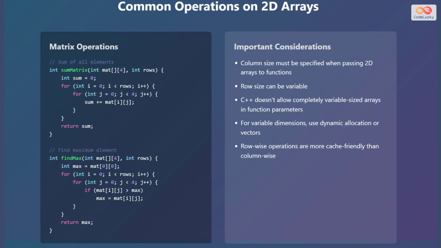Now let's explore some common operations that can be performed on 2D arrays in C++. One frequent operation is calculating the sum of all elements in the matrix. Here's how you might do it.